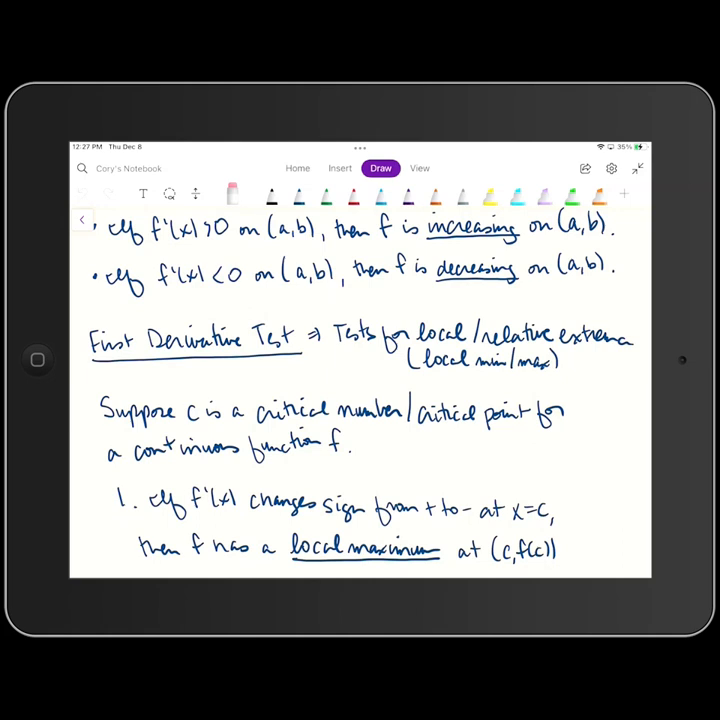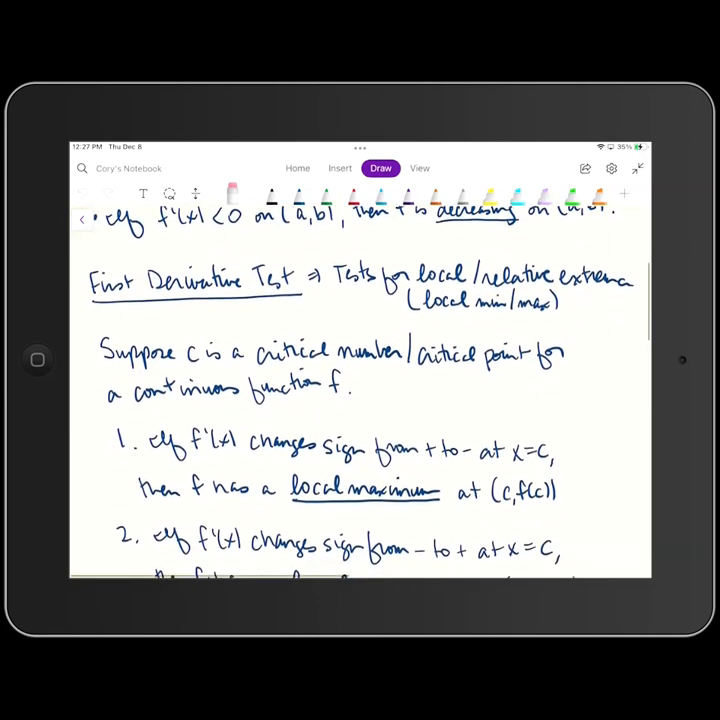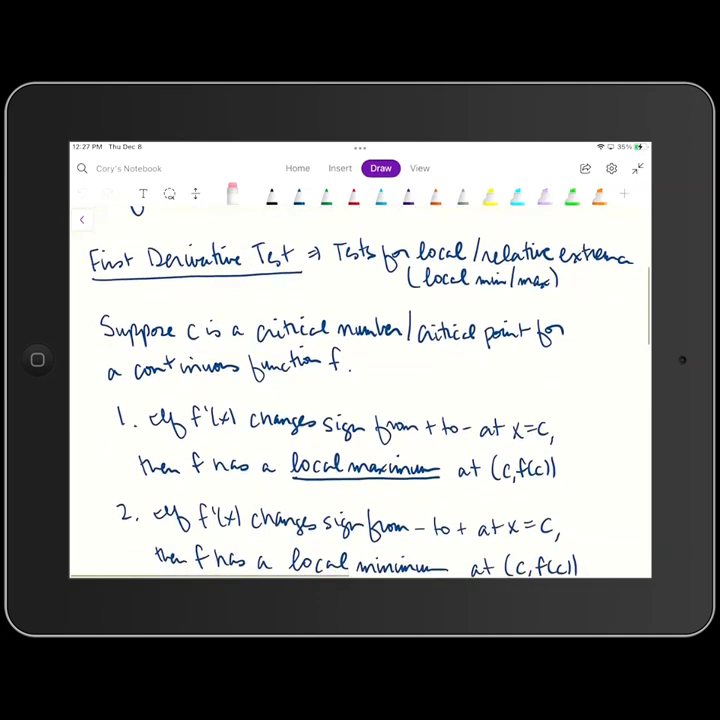Okay, so first derivative test says to suppose c is a critical number or a critical point. So hopefully you guys remember what that means. Critical numbers, critical points. Those are values where the first derivative is 0 or where the first derivative is undefined. So again, suppose c is a critical number or a critical point for a continuous function f.